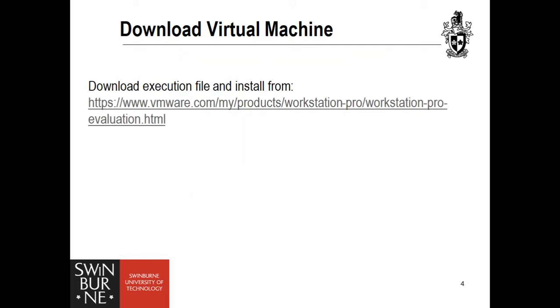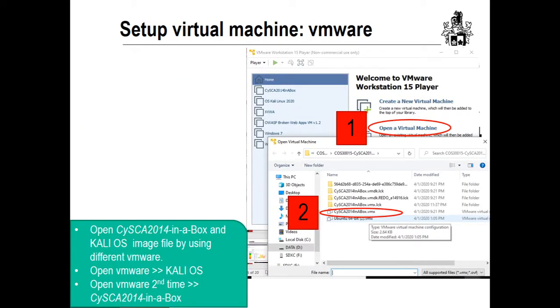Okay, after you download the Linux image, you need to download the virtual machine. In this session we will use VMware as our virtual machine. Alternatively, you can also use Oracle VirtualBox as your virtual machine. Actually it's the same thing, the difference is just the product only. So this is how to set up the virtual machine.